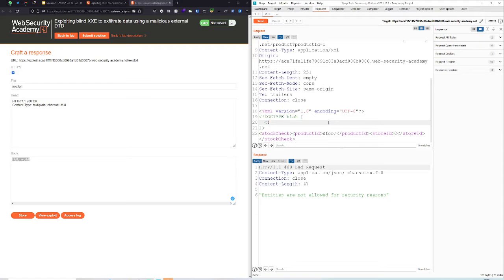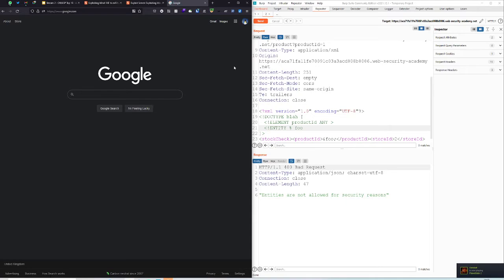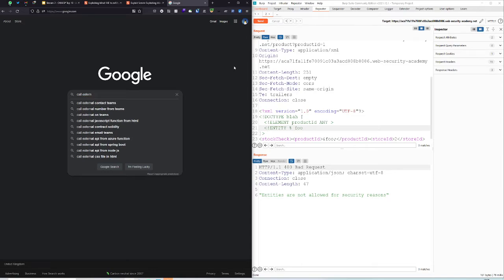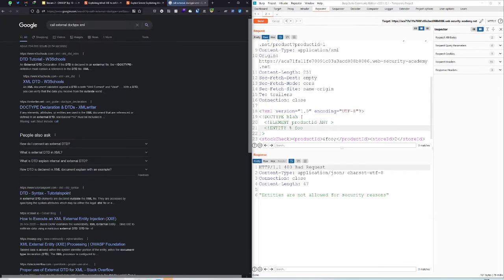So you can do out of band stuff with your own hosted thing, but if it's blocking, so if we get element product ID any, and we do entity. Do you know what we can do? We can just go to google.com and we could do call external. Oh, it would help if I could type external doc type XML. Not doc type, that's not what I meant.